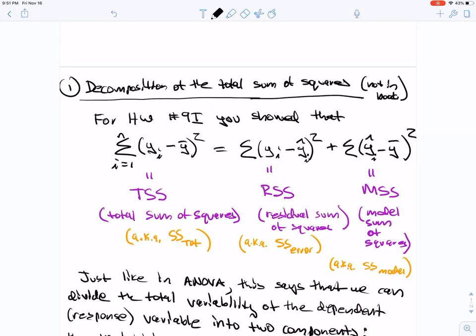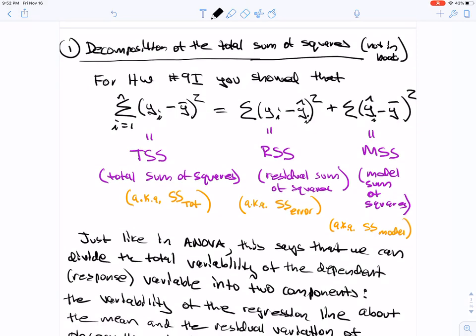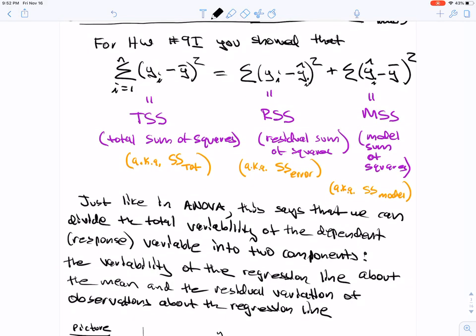So the decomposition of the total sum of squares, this is not covered in your book, but is obviously very important. From homework number 9, you showed essentially this equality in the case of simple linear regression. Just like in ANOVA, it says that we can divide the total variability of the dependent or response variable into two components, the variability of the regression line about the mean and the residual variation of observations about the regression line.